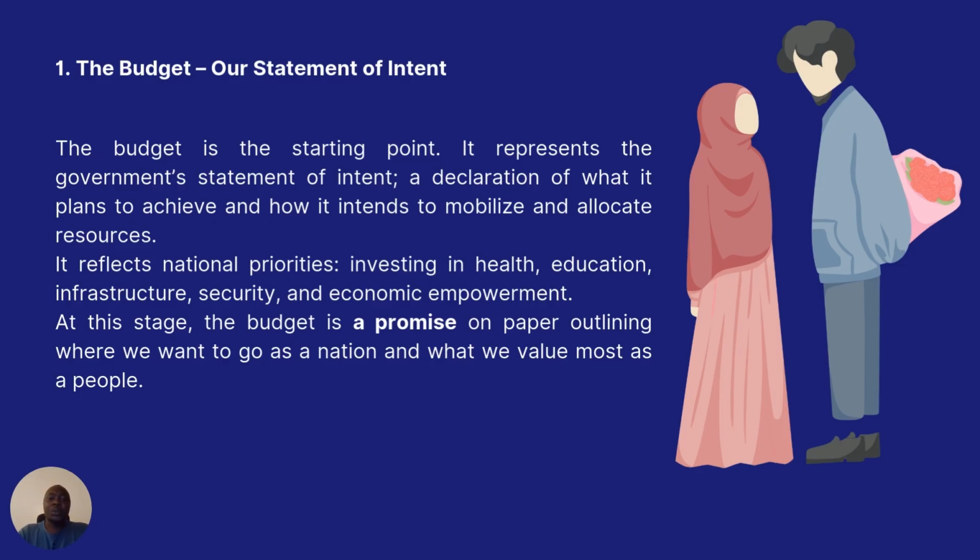The budget is usually the starting point. It represents the government's statement of intent, which is a declaration of what the government plans to achieve and how it intends to mobilize and allocate resources. It actually reflects national priorities, which may include but are not limited to investing in health, education, infrastructure, security, and economic empowerment. At this stage, the budget is simply a promise on paper outlining where we want to go as a nation and what we value most as a people.